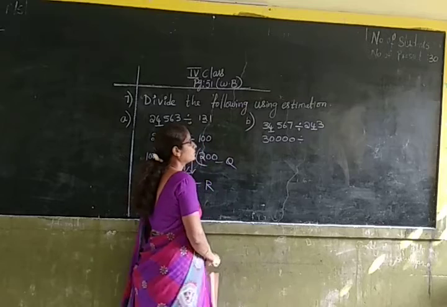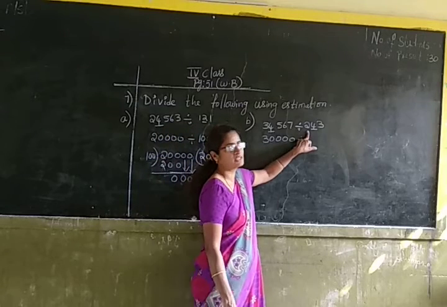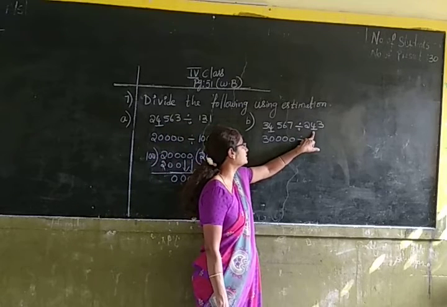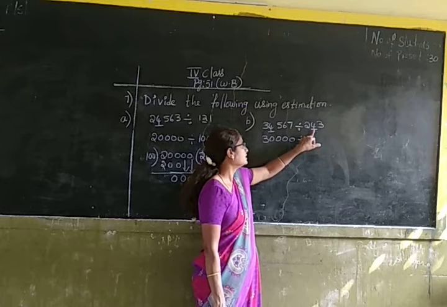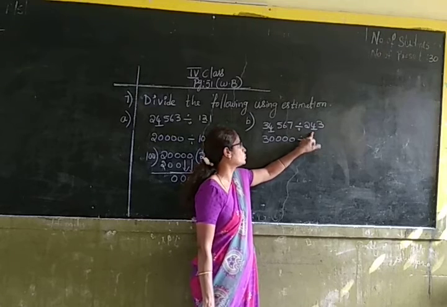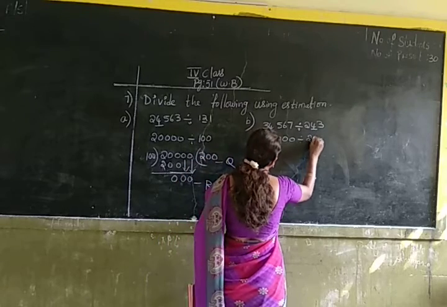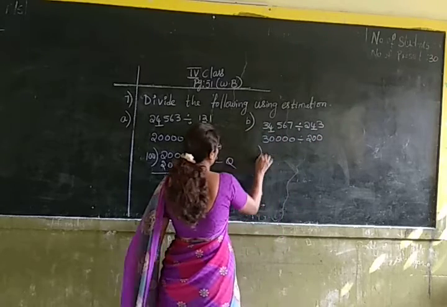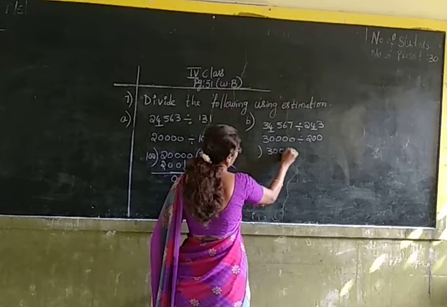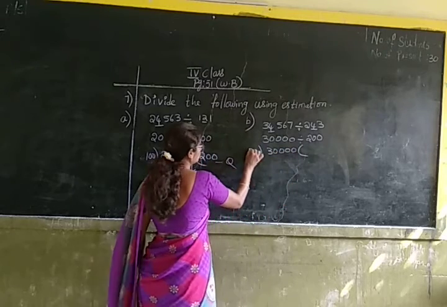Now let us estimate the next number. You have to round up the number to the nearest hundreds. For that you have to underline the digit at its tens place. Here the digit at its tens place is 4. So no need of adding 1 to the next number. And it will become 200. Now let us divide 30,000 with 200.